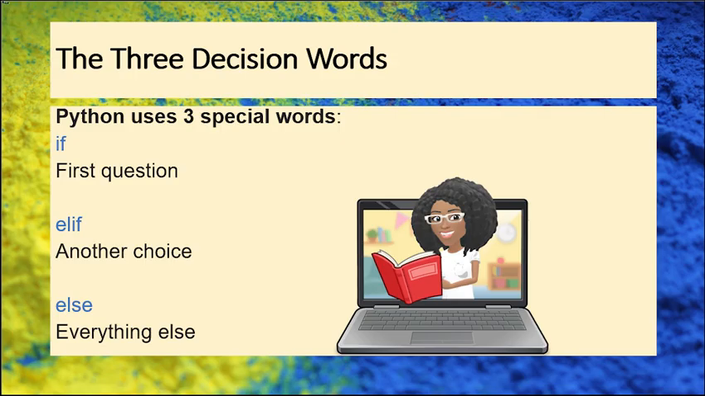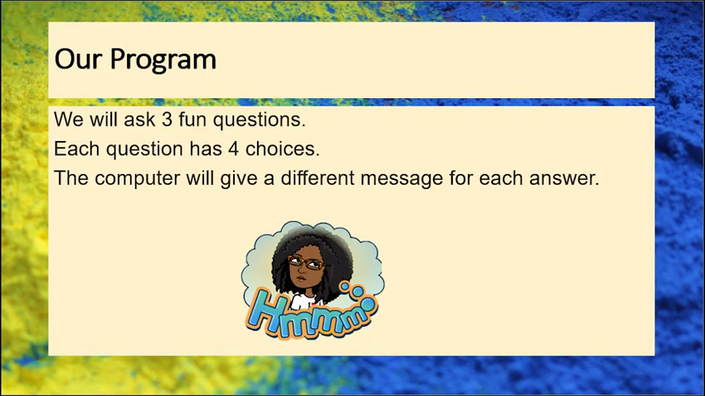The 3 decision words. Python uses 3 special words. If for the first question, elif for another choice, and else for everything else. Our program. We will ask 3 fun questions. Each question has 4 choices. The computer will give a different message for each answer.